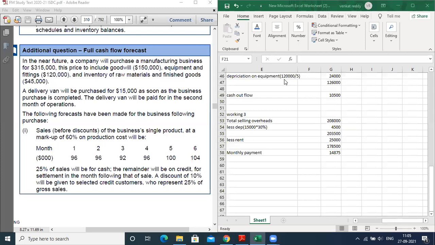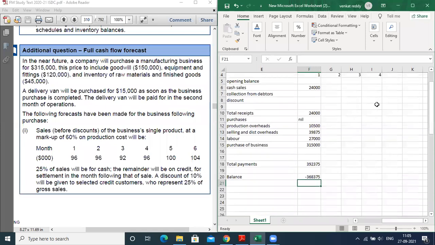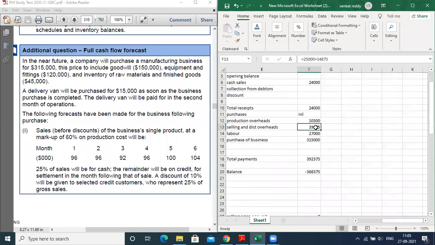Okay, 39,875. Let me see. Because when we purchase, first we need to pay an advance. We are paying 25,000 as an advance plus that first month rent. So advance 25,000 plus first month rent 14,875. So total comes to 39,000. Clear?